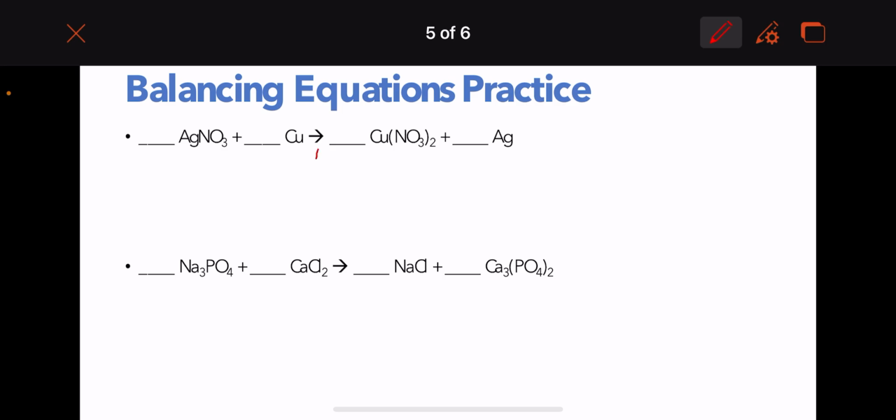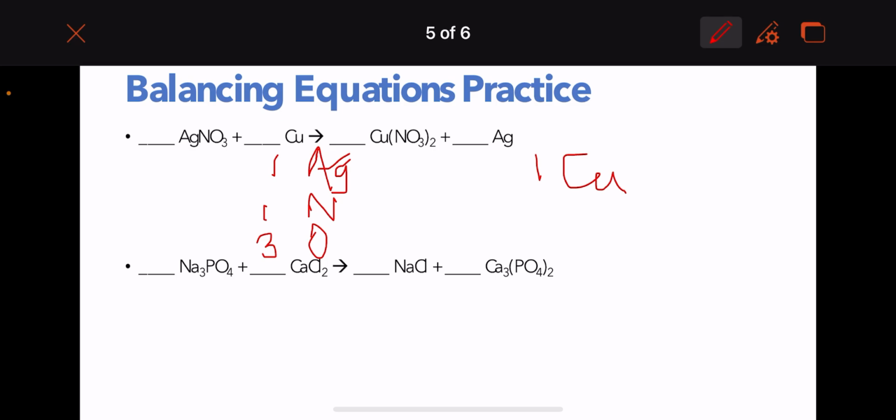So what I've gotten here is I've got some silver, and I've got some nitrogen, and I've got some oxygen, and I have too big of fingers, so I'm going to come all the way over here, and I've got some copper. So on the reactant side, I have 1 silver, 1 nitrogen, 3 oxygens, and 1 copper.